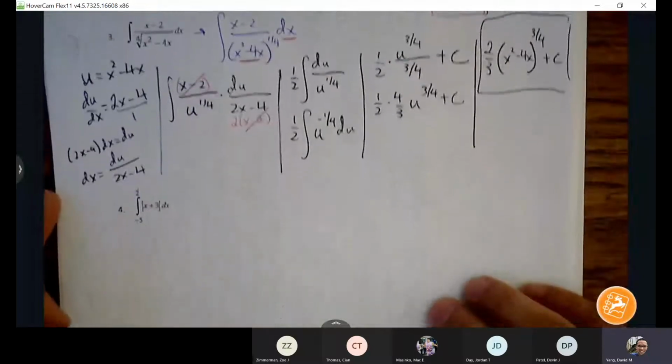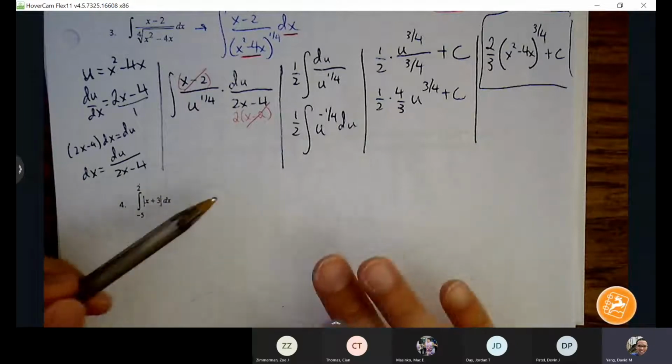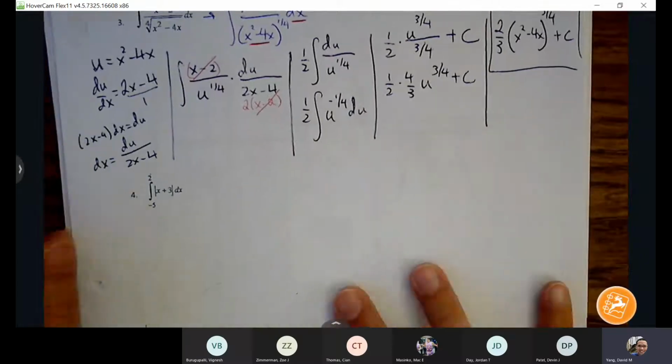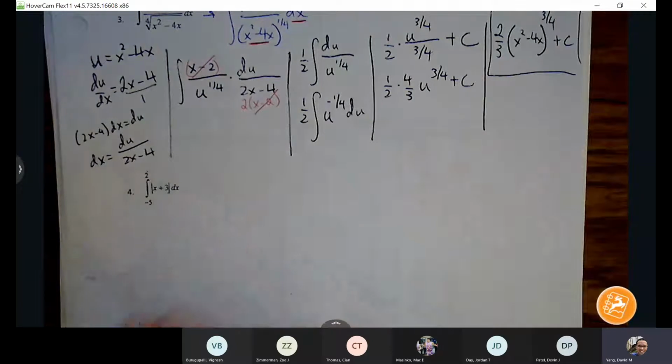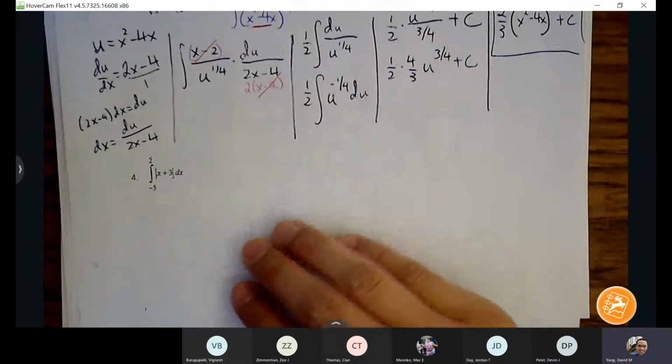Okay, number 4. Anytime I see an absolute value function, I could split this up into piecewise functions. I think it's easier to just sketch the graph, and really you're just going to be adding areas of triangles, right? Turn this into a geometric problem. We can do that because our graph is going to create nice geometric shapes because of the straight diagonal lines.